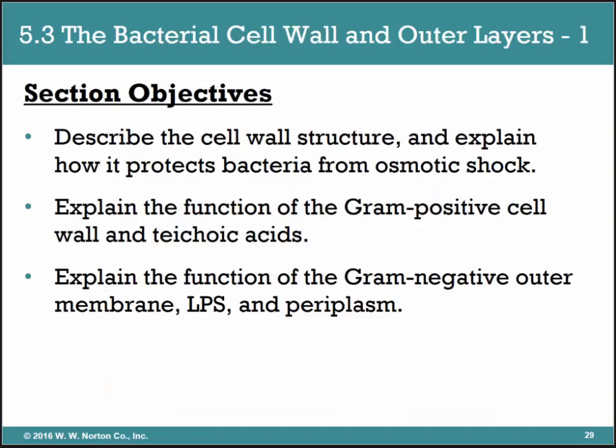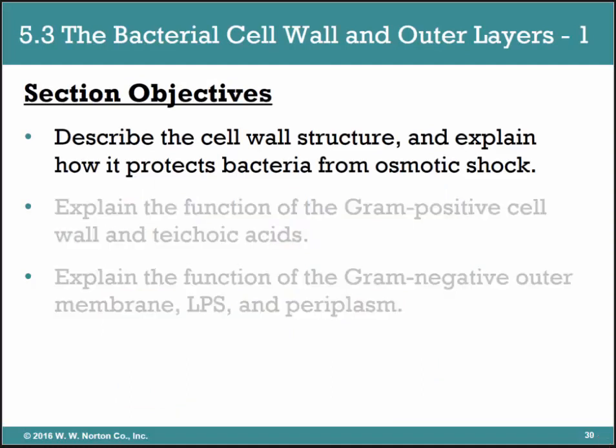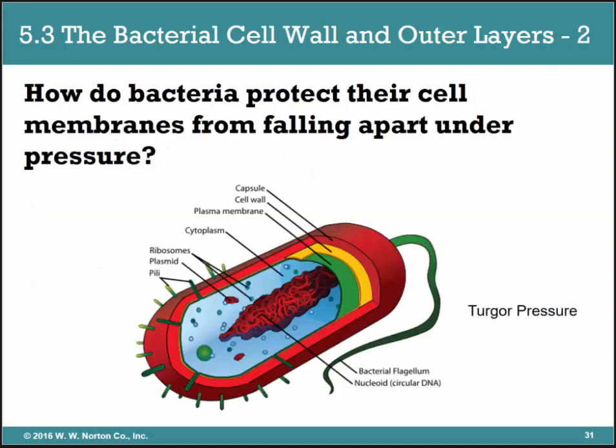Section 5.3, the bacterial cell wall and outer layers. Describe the cell wall structure and explain how it protects bacteria from osmotic shock. How do bacteria protect their cell membranes from falling apart under pressure? When bacteria infect their host, they are rapidly introduced to a new environment that can have a different temperature, pressure, and solute concentration than their previous environment.